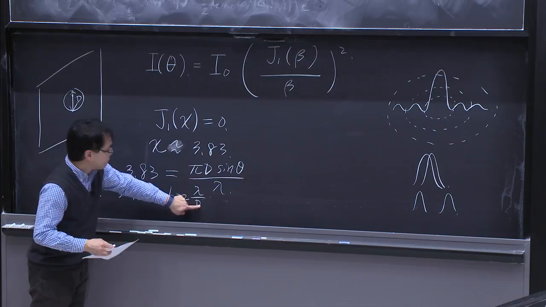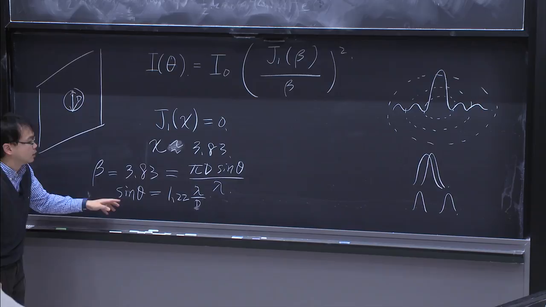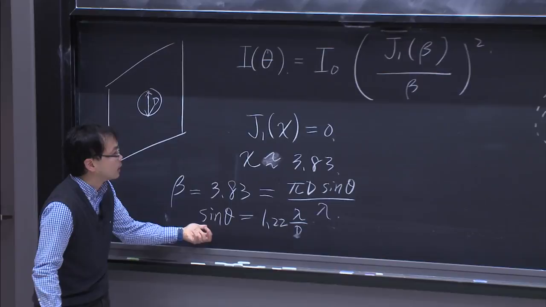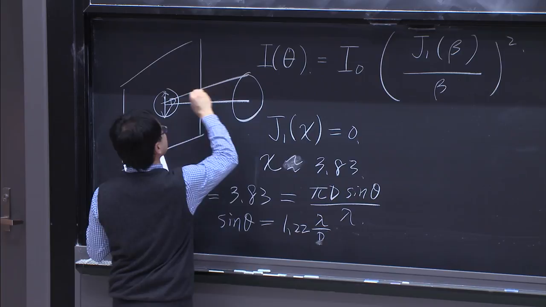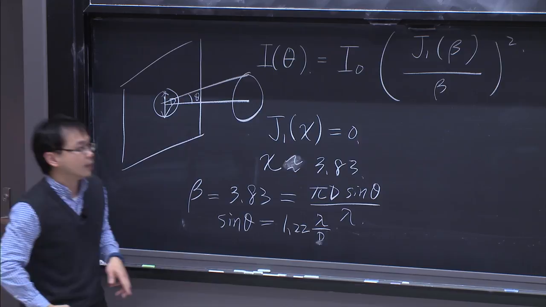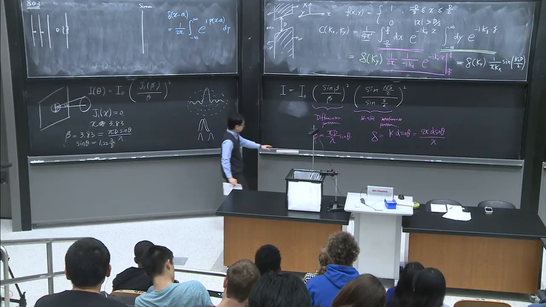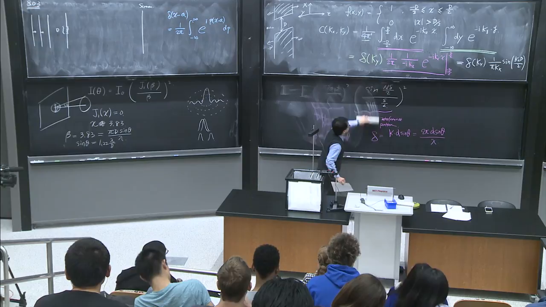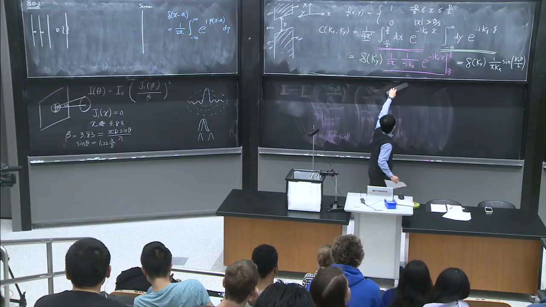So what does that mean? That means the position where you have the first minima is happening when you have sine theta, this is the theta, equal to 1.22 times lambda divided by d. Okay? That is very nice. Doing exactly the same exercise, we now understand where my minima is, and that is telling you something about the resolution.